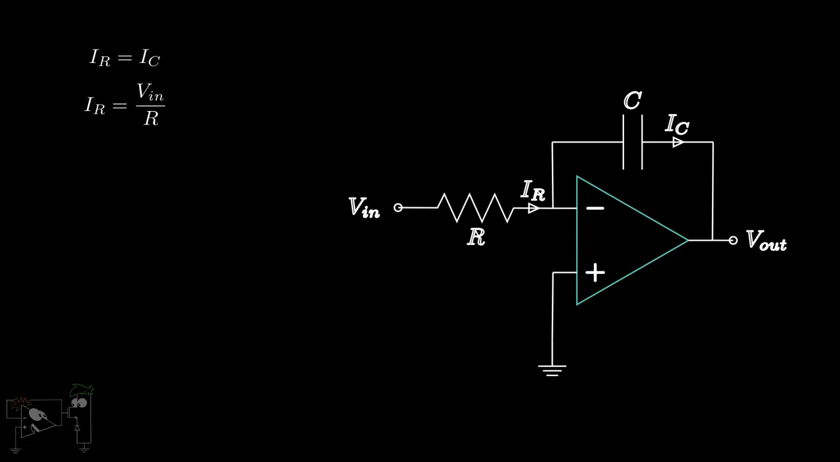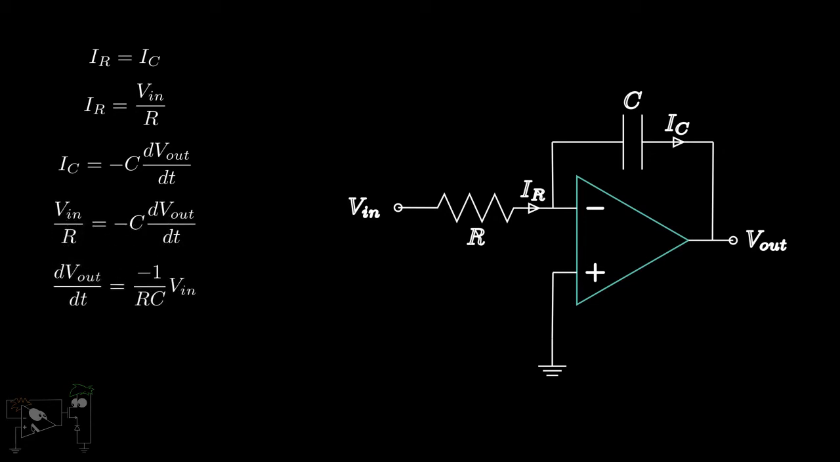The current through the capacitor is given by C into dVc by dt, where Vc is the voltage across the capacitor and t is time. Vc is equal to Vx minus Vout, which is minus Vout. We equate this with the value of IR. Hence, we get Vn by R is equal to minus C dVout by dt, or dVout by dt is equal to minus 1 by RC into Vn.